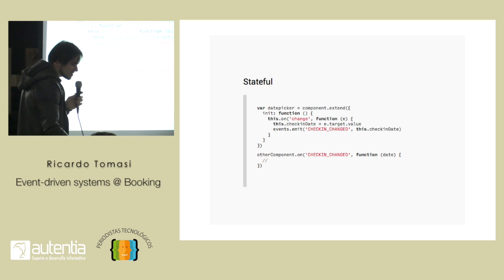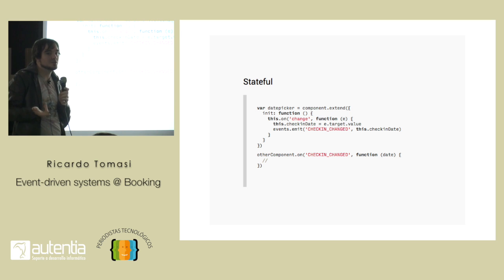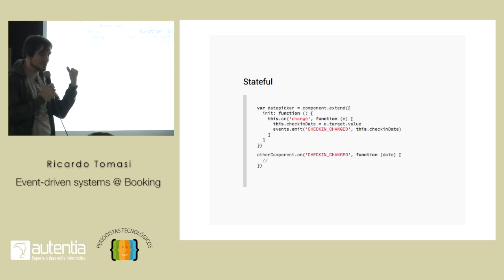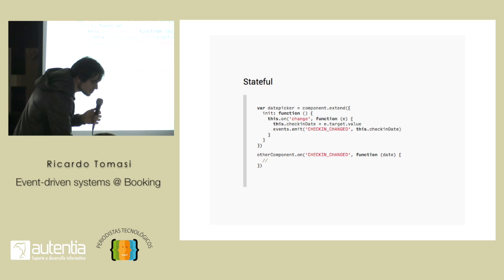But then, clicking on the date picker and changing the date is not the only way you can change the date. Let's say you have some other thing where there are some date restrictions. You click it, and it changes your check-in to a day before or a day after. And then you have to keep all of this in sync. You need to make sure that check-in date was changed in this component, and that the event fires the right check-in date, not the previous one, because now you have two things defining what the check-in date is. So you have multiple sources of truth.